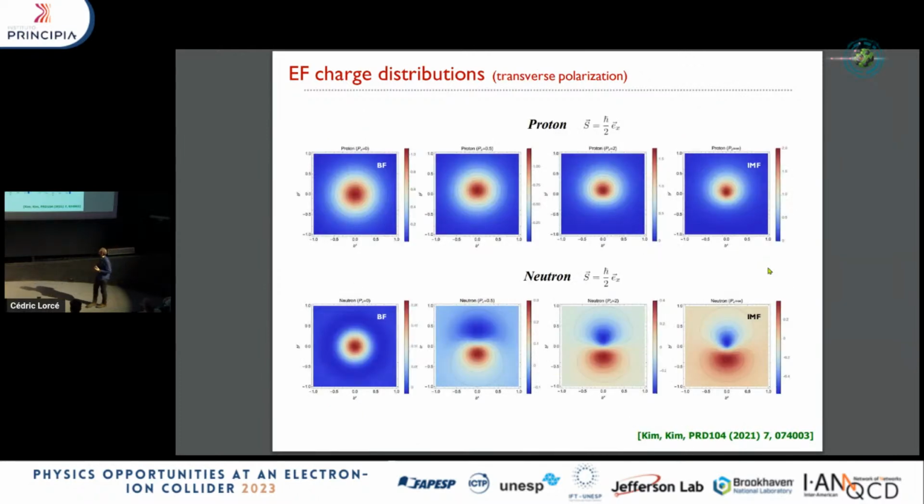Do the same thing with a transversely polarized target, and then you increase the momentum, so you have something that is spherically symmetric, and then it shifts upwards. And for the neutron, you see clearly the dipole that appears over there. Okay, thanks.